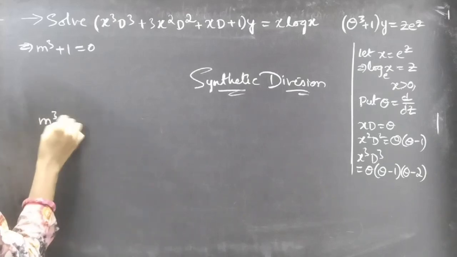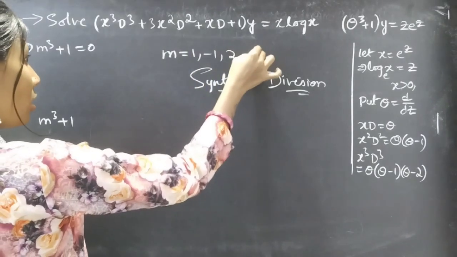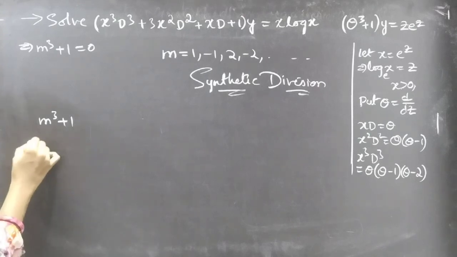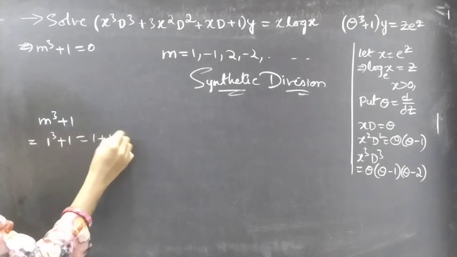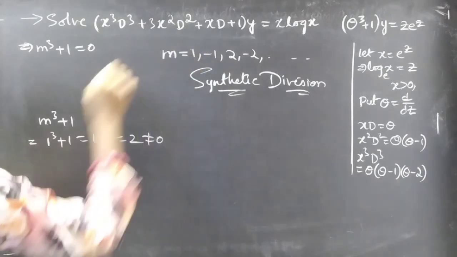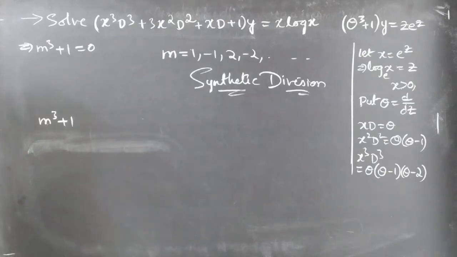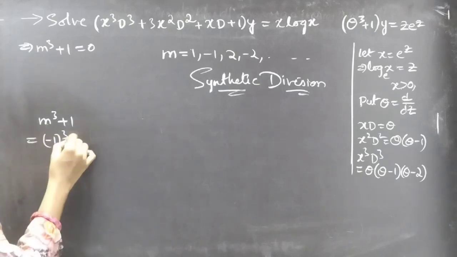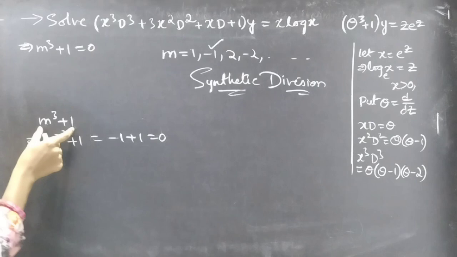Now consider the polynomial m cube plus 1. Let's see which m satisfies this polynomial, for m equal to 1, minus 1, 2, minus 2 and so on. Okay. So when m equal to 1, we get 1 cube plus 1, which equals 1 plus 1, that is 2, right? Not equal to 0. So m equal to 1 does not satisfy this polynomial. And obviously we know that m equal to minus 1 satisfies this polynomial, right? Because minus 1 whole cube is minus 1, we get minus 1 plus 1, which equals 0. So m equal to minus 1 satisfies this polynomial.